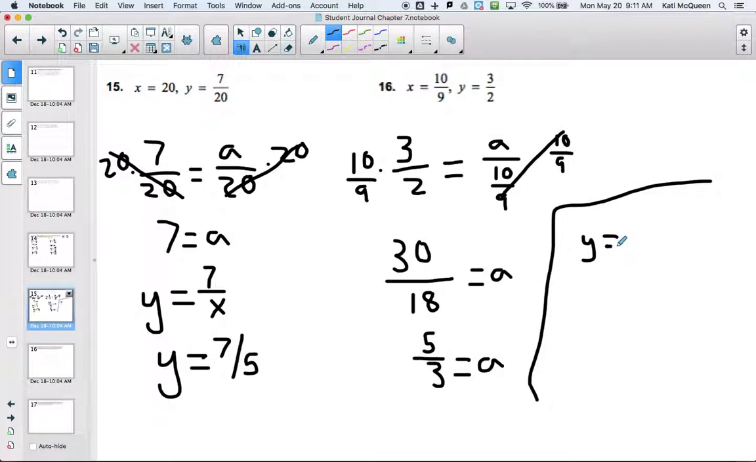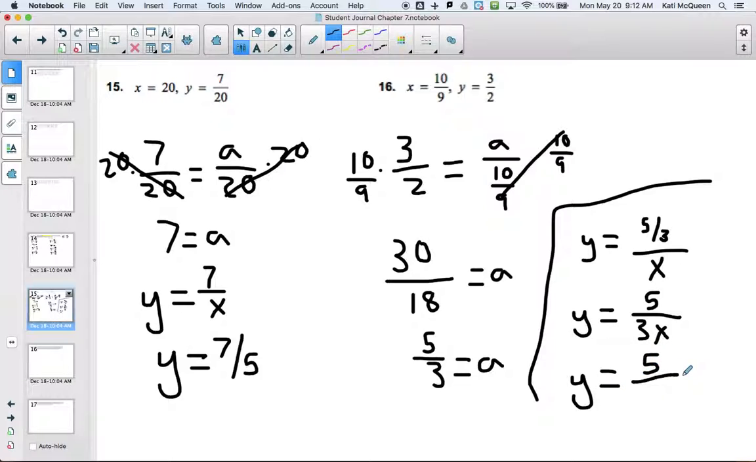y equals 5/3 over x. Okay, so another way to write this would just be y equals 5 over 3x. Either way, they're both equivalent. Okay, and then we want to substitute in a 5. So y equals 5 over 3 times 5 would be 15. And 5 over 15 is just 1/3.